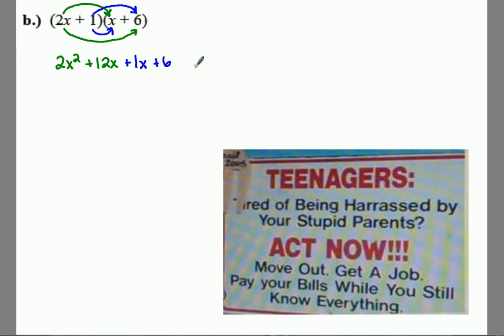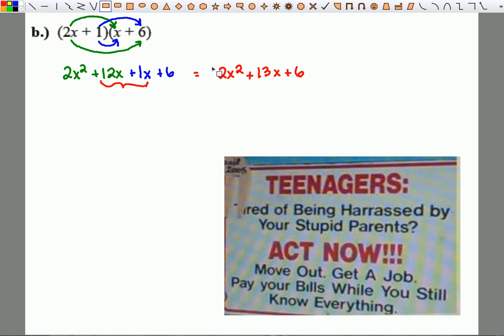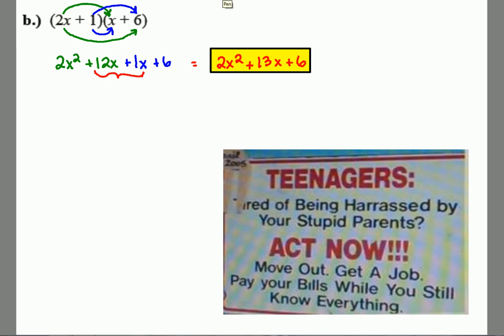So if we combine these together, this will end up giving us a 2x squared plus, we can combine the two terms in the middle. That gives us a 13x, and we're going to write our final answer in standard form. That way we can keep them in descending order. Here you go. That is how you multiply two binomials times each other.